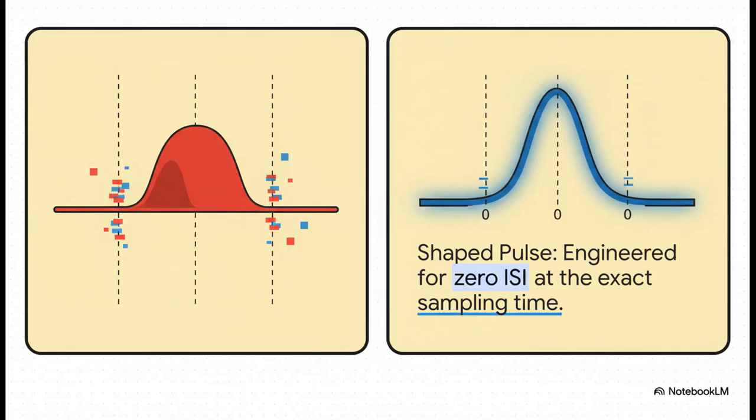And this slide just shows the idea perfectly. Look at that unshaped pulse on the left. See how its energy spills all over the place, right into its neighbor's time slots? Total mess. But now, look at the shaped pulse on the right. This is where the magic happens. It's been perfectly engineered so that even though it's spread out, it has this one amazing property. It crosses the 0 line at the exact instant its neighbors are being measured. It's still there, but it's completely silent at the most important moment.